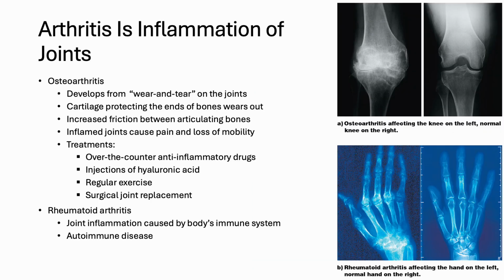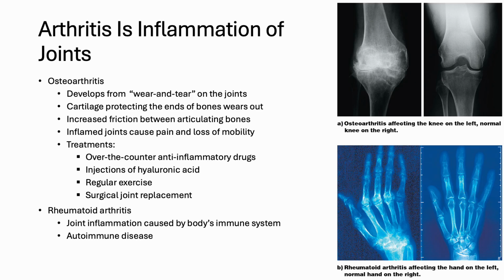Arthritis refers to the inflammation of joints and is one of the most common causes of chronic pain and disability. Osteoarthritis is the most prevalent form, resulting from wear and tear that gradually erodes the cartilage covering the bone. As cartilage thins, bones rub against each other, producing pain, swelling, stiffness, and reduced mobility.